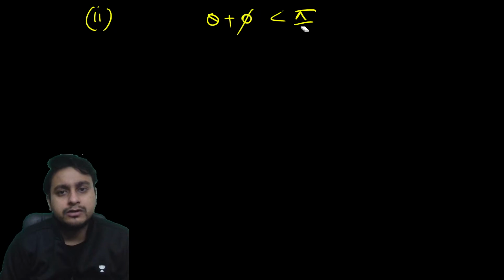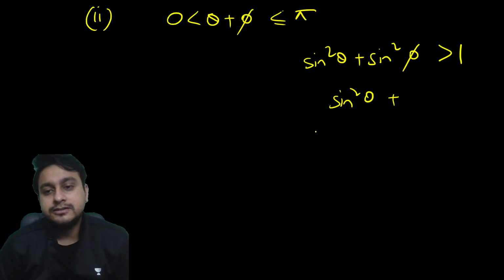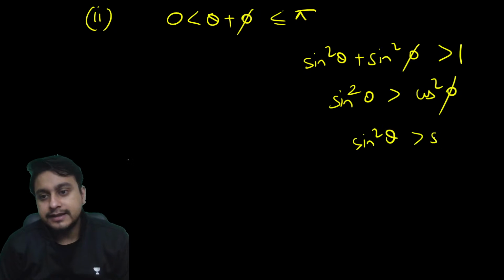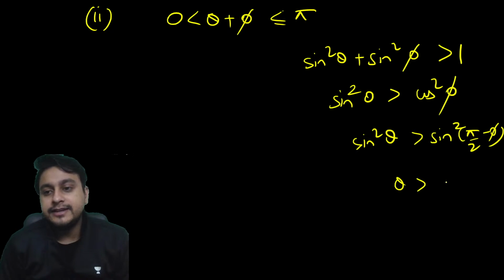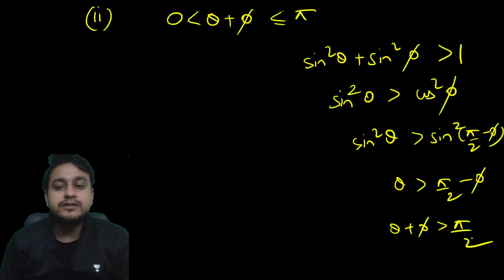Yeah, that we will get, no doubt. This first part we will be getting, right? Same thing if you do. Now the second part here is, guys, we'll have sine square theta plus sine square phi is greater than 1. So what will that give? That will give us sine square theta is greater than cos square phi. Same logic, sine square theta will be greater than sine square of (pi by 2 minus phi). So from there we'll get theta is greater than pi by 2 minus phi, so theta plus phi is greater than pi by 2. So that's the thing we are getting now.